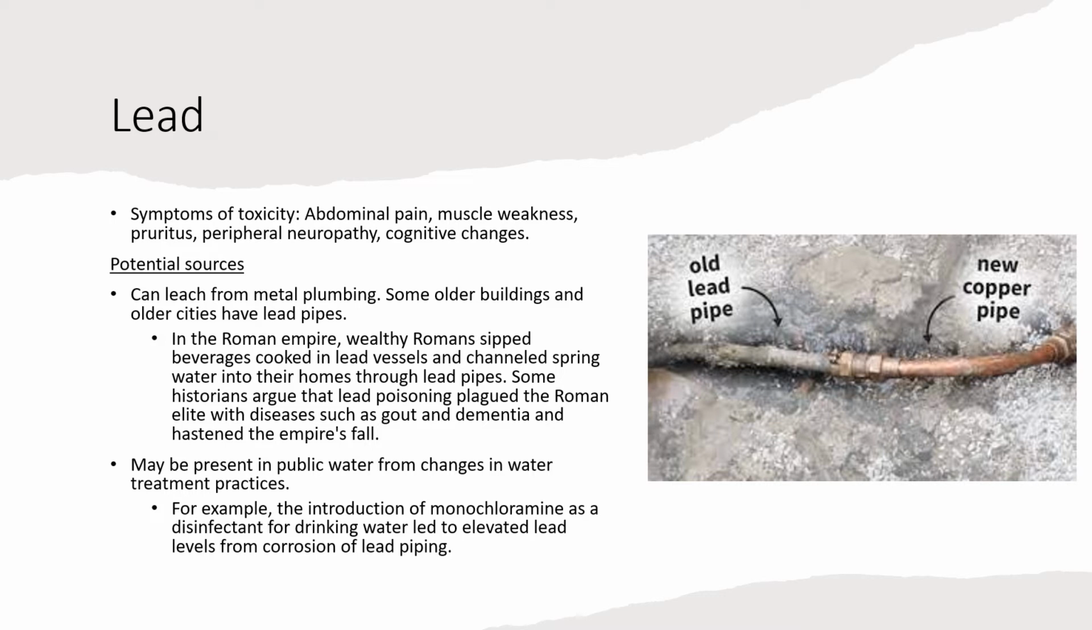Lead toxicity can also be present in public water from changes in water treatment practices. So for example, when some cities introduced the use of chlorine derivatives like monochloramine as a disinfectant for drinking water, it led to elevated lead levels in the water because of corrosion of lead piping. Fortunately, lead is removed very efficiently from water by reverse osmosis.